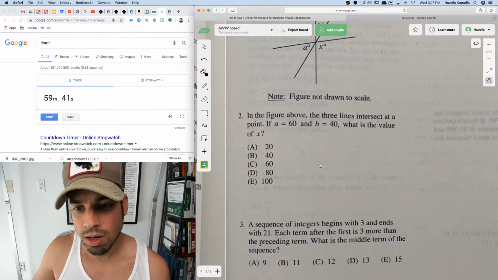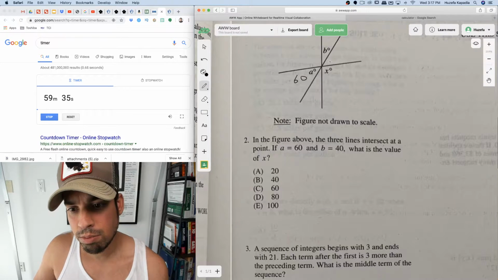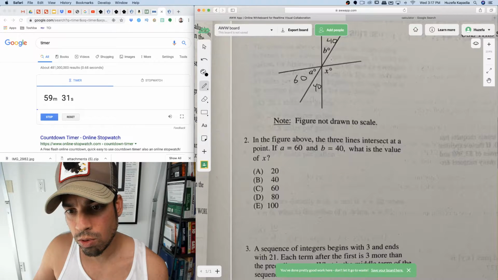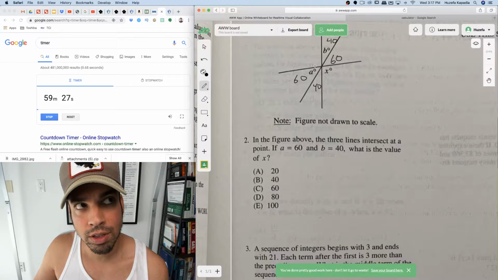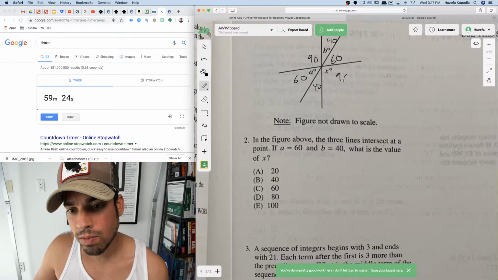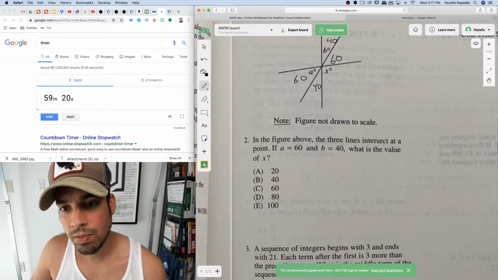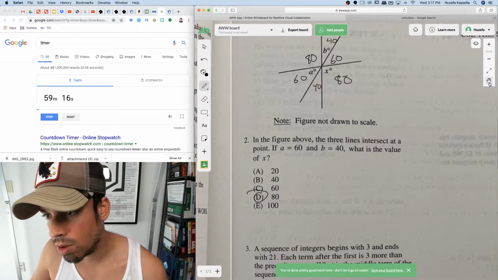In the figure above, the three lines intersect at a point. If a equals 60, this is where we fill stuff in. B equals 40, right? This also equals 40 because these are vertical angles. This also equals 60. X and x, so it's 100, 200, 180, these are 90. What is x? Oh, no, sorry, 80. 200, these should add up to make it 360. My bad, that would be 380, what I said.